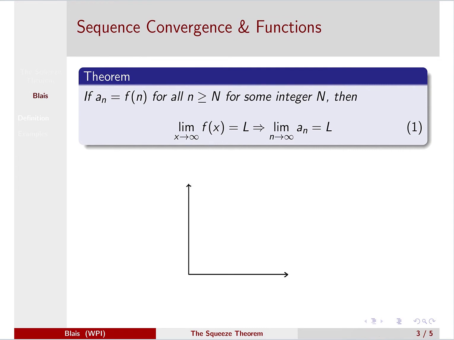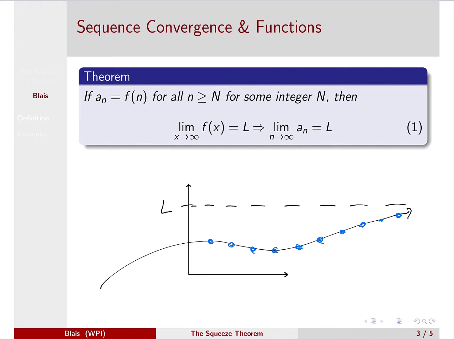We have an important result that says if your sequence is tethered to a function, and the function has a limit as x goes to infinity, so does the sequence. So if our function looks like this, and our sequence is tethered to it, then our sequence has to have the same limit as the function as x goes to infinity. And again, think of the function as the road. If the road is getting towards L as x goes to infinity, so do footsteps on it.